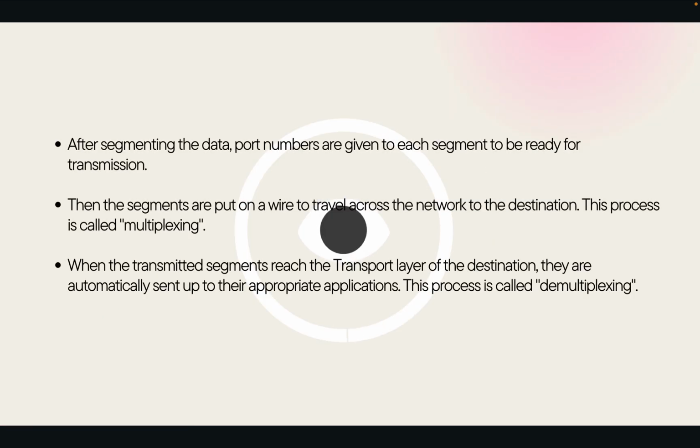After segmenting the data, port numbers are given to each segment to be ready for transmission. Then the segments are put on a wire to travel across to the destination. This is called multiplexing. When they reach the destination, they are split up, and this is called demultiplexing.